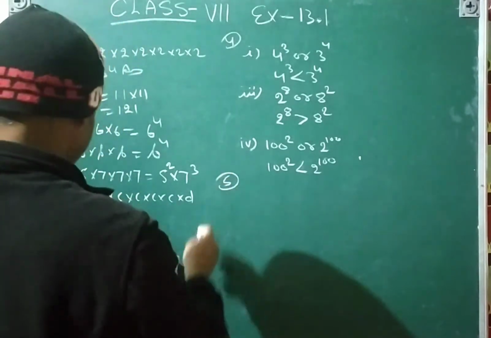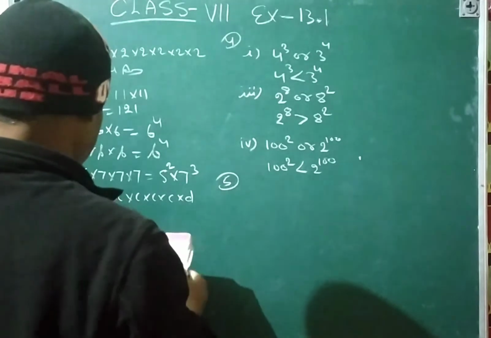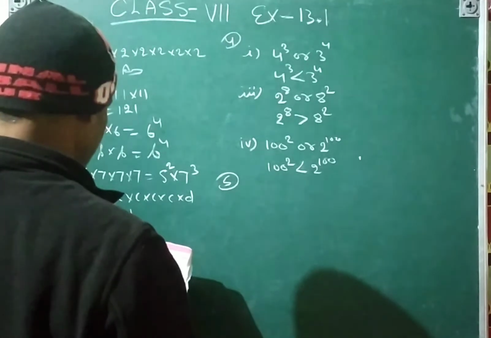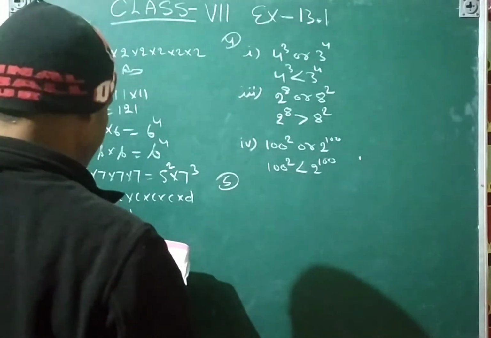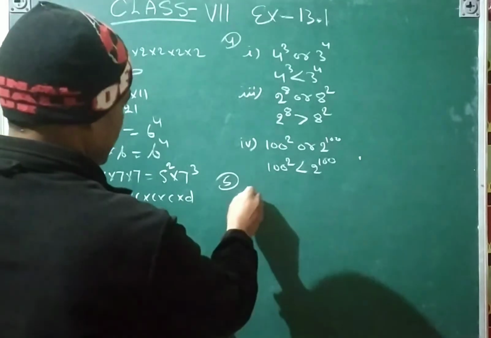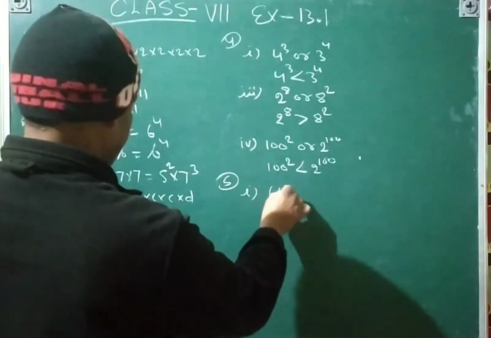Fifth question: express each of the following as a product of powers of their prime factors. So that, 648.